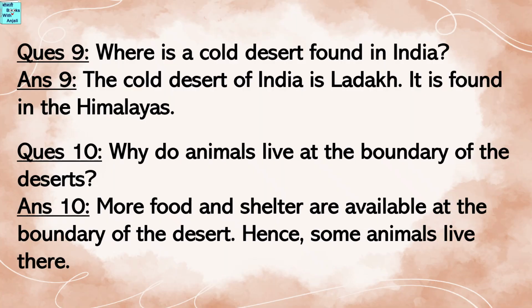Where is a cold desert found in India? The cold desert of India is Ladakh. It is found in the Himalayas. Why do animals live at the boundary of the deserts? More food and shelter are available at the boundary of the desert. Hence, some animals live there.